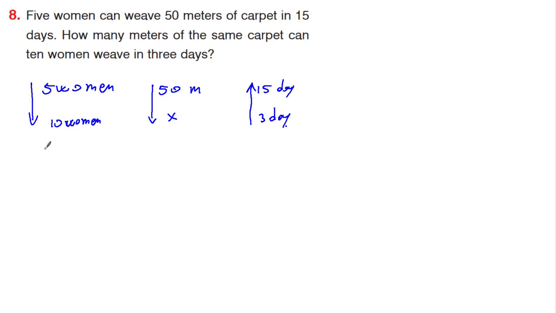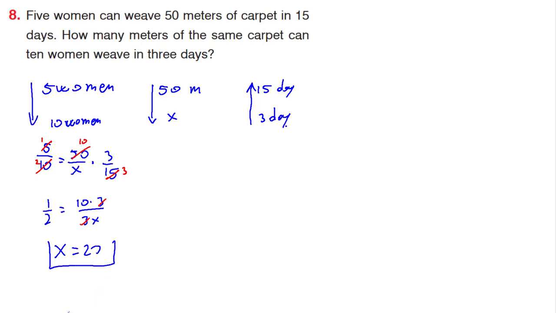Great. Now that we figured out the arrows, it's very easy. Just follow the arrows to form those fractions. 5 over 10 is 50 over x times 3 over 15. We can cancel some of these, like this and this gives you 1 over 2. This and this cancelled will give you 3 and here 10. Perfect, so you get 1 over 2 is equal to 10 times 3 over 3x. Again, we can cancel this 3 and 3. So we get x is equal to 20 after cross multiplying.